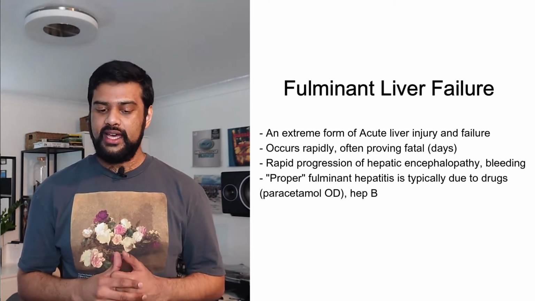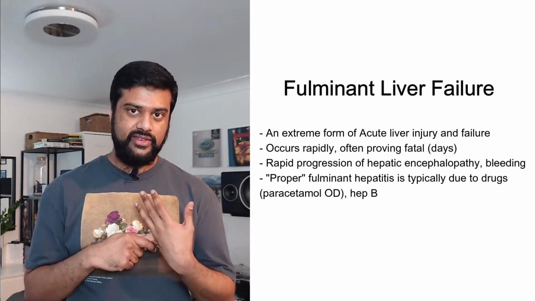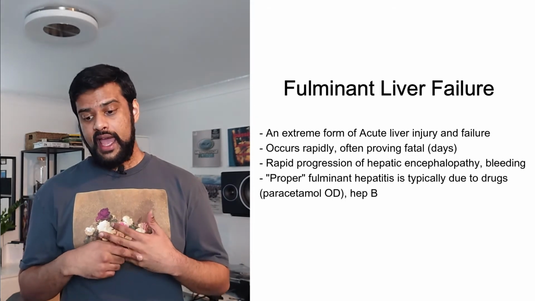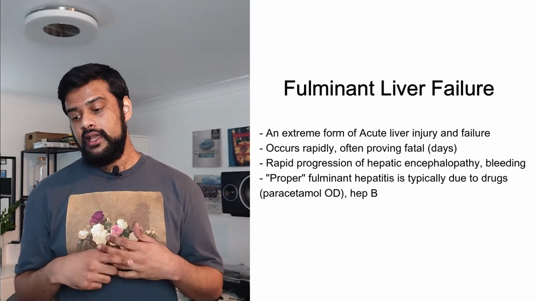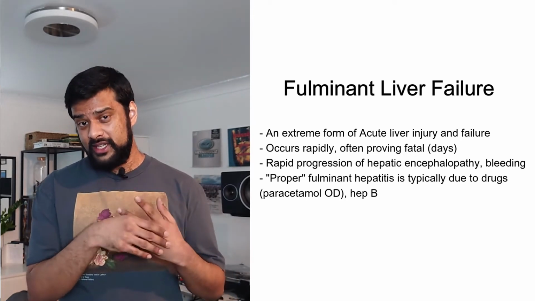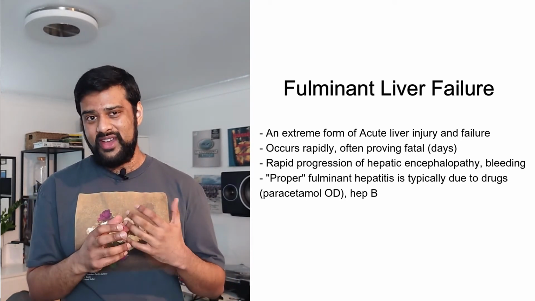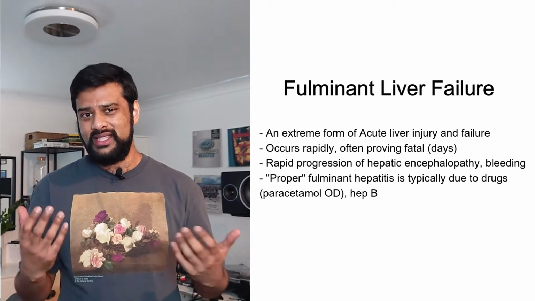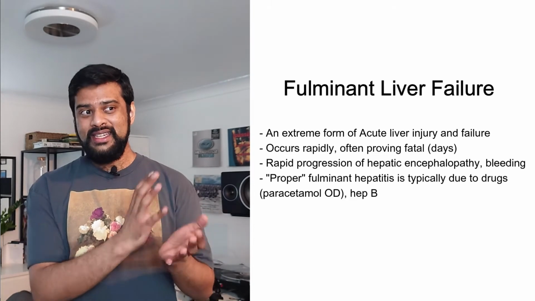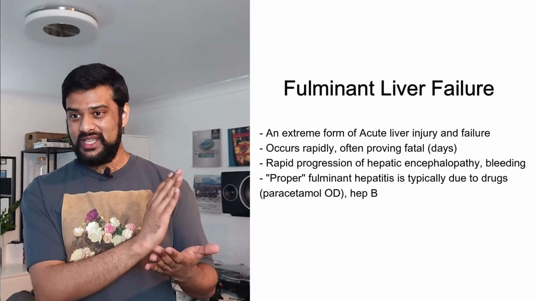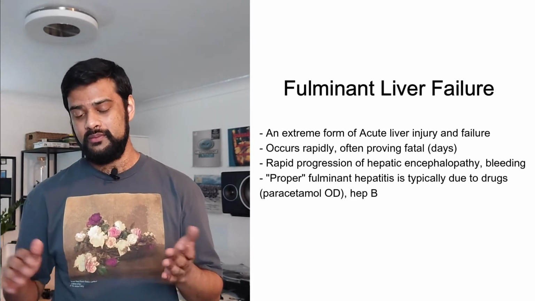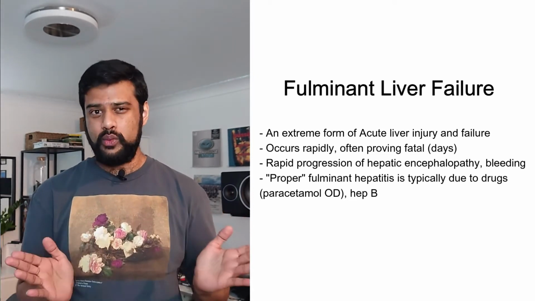So fulminant liver failure tends to be in massive liver toxic drug overdoses such as paracetamol, and viral hepatitis. It's unusual for people to die of an ischemic liver failure from fulminant hepatitis because they would have had enough end organ damage everywhere to have just died. And fulminant hepatitis is a process whereby an illness has caused the liver to just go straight into apoptosis rather than go through the whole inflammatory process. That's not common, but it's worth a mention.